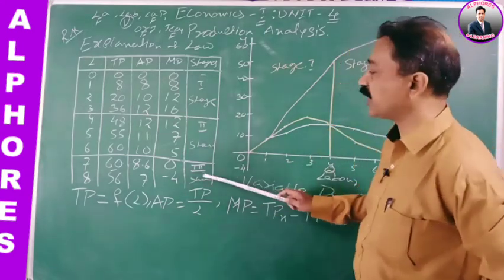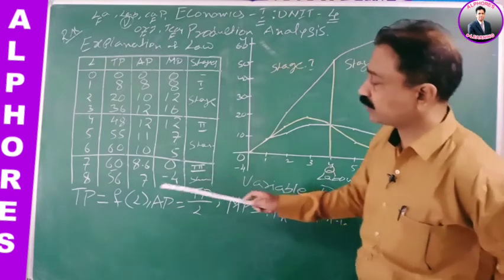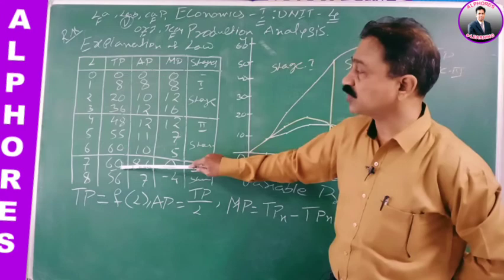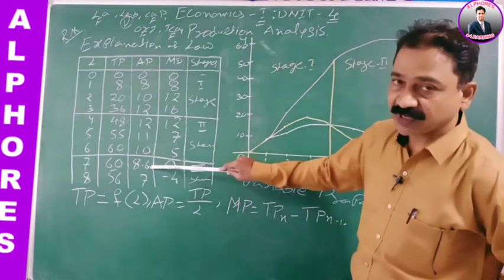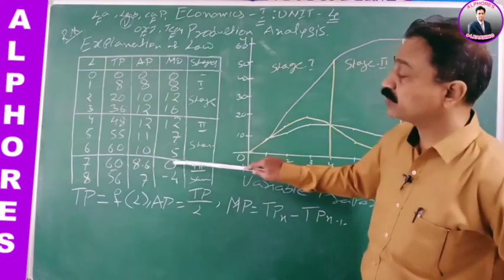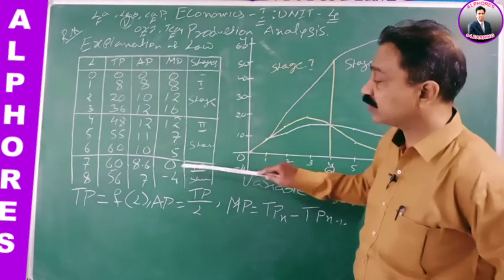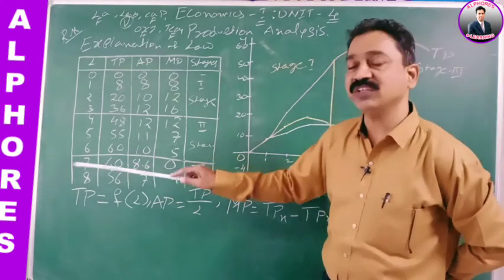In the third stage, we will see that at the seventh labor, total product also becomes constant, average product keeps decreasing, but marginal product becomes 0 and then becomes negative. In the third stage, total product becomes constant and it starts decreasing too.